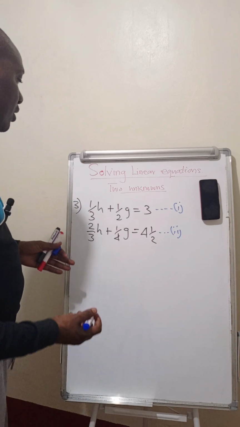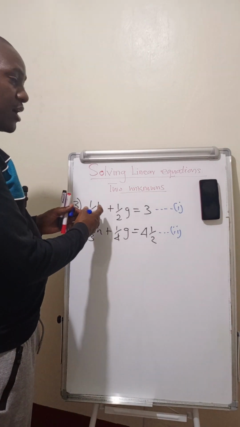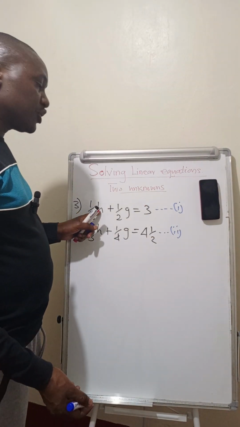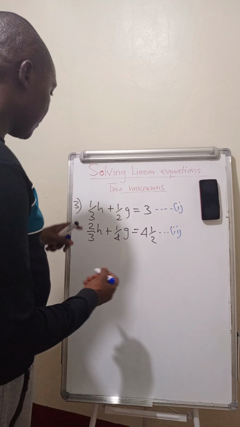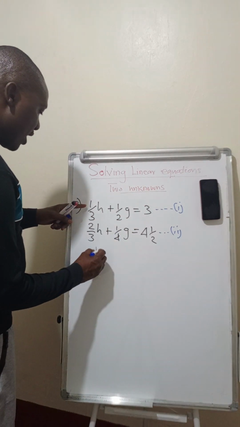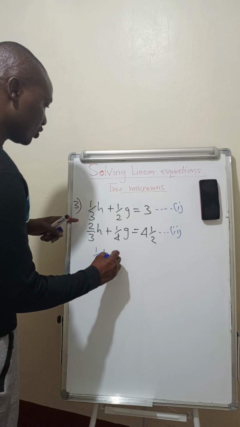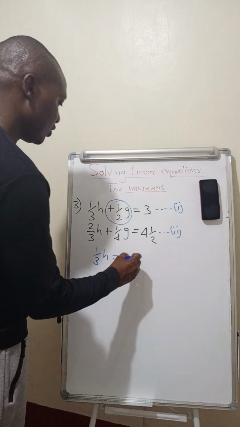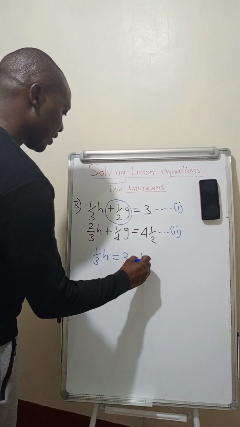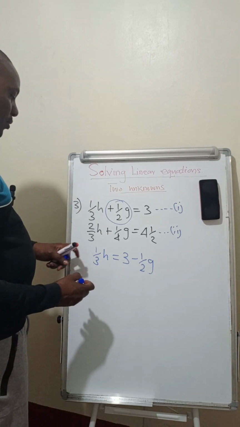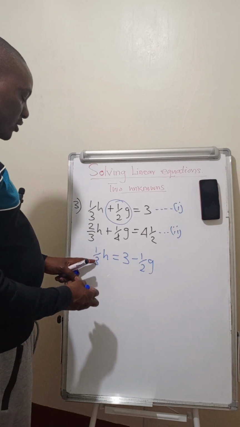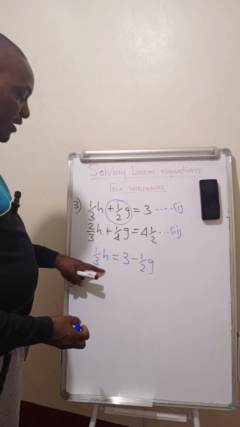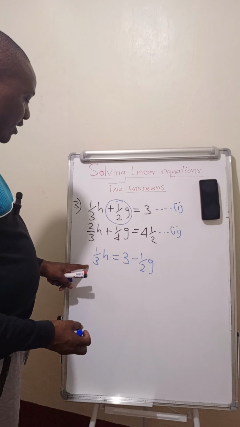Step number one, as usual, express one unknown in terms of the other unknown. We shall express h in terms of g. For example, we can have now a third h to be 3 plus half g, which will become minus a half g. Now, we need h and not a fraction of it. What do we do? We shall divide both sides by a third.